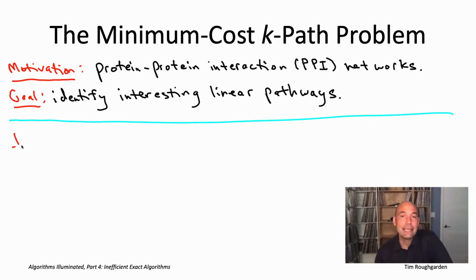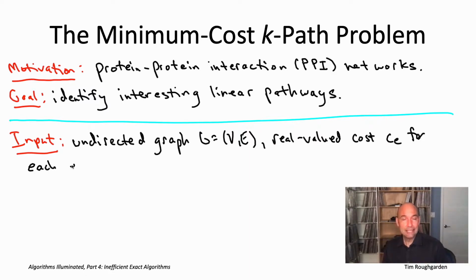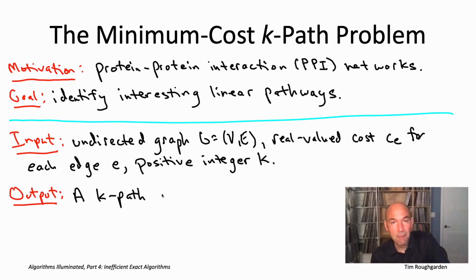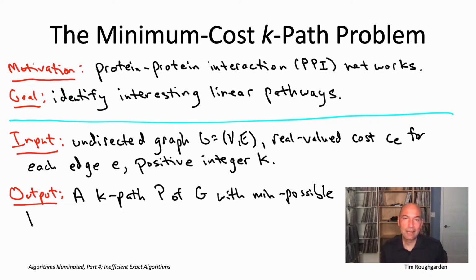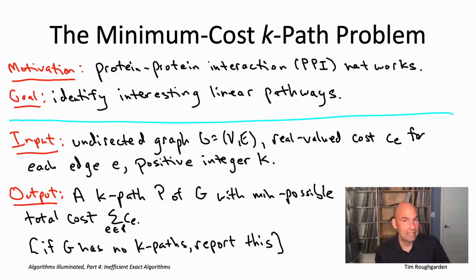Formally, the input in the minimum cost k-path problem has a bunch of familiar ingredients. There's an undirected graph, capital G. Each edge of that graph has a real valued edge cost, c sub e, and there's also the target path length we're looking for, a positive integer k. The output is a k-path, so again, that means k-1 edges visiting k distinct vertices, so cycles are disallowed. Amongst all k-paths in the graph, you'd like the one that minimizes the sum of the costs of the k-1 edges in it. If it so happens that the input graph G doesn't have any k-paths at all, then the algorithm is responsible for correctly reporting that fact.